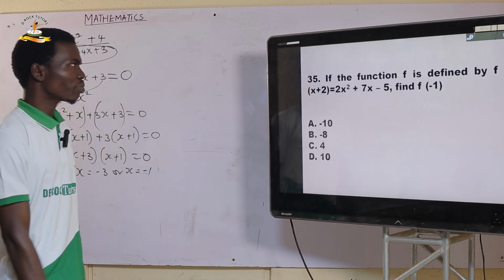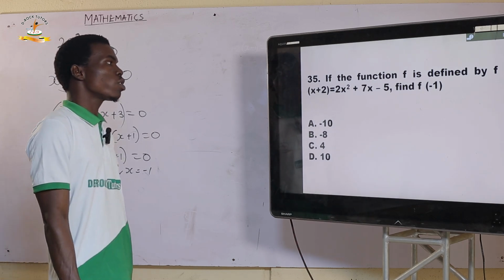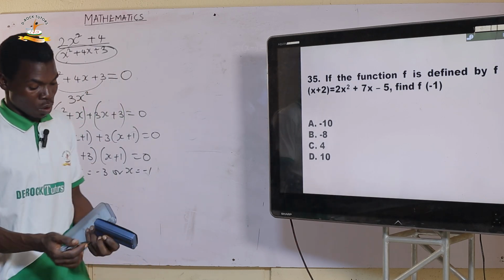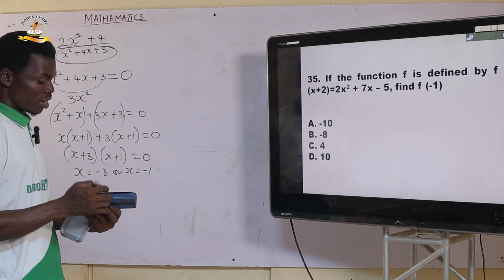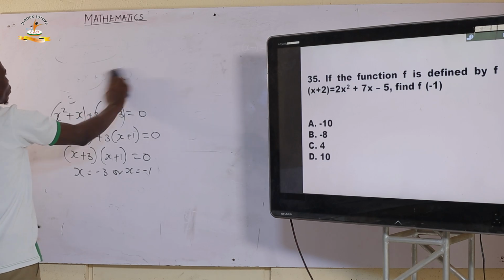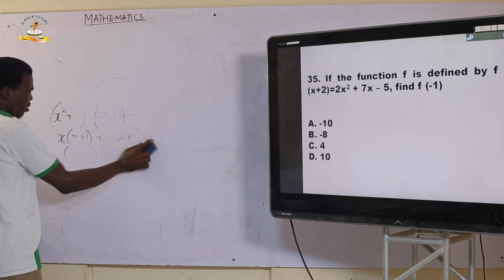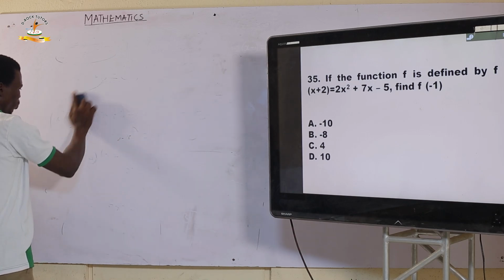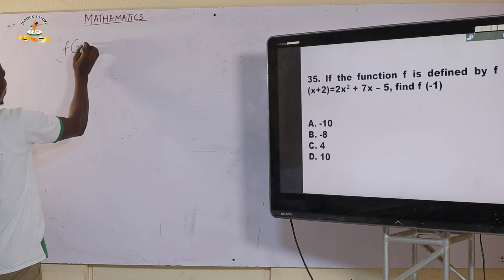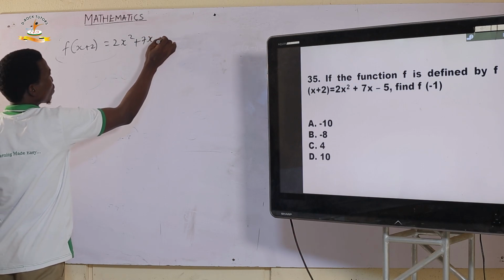So the next question. This question says if the function f is defined by f of x plus 2 equals 2x squared plus 7x minus 5, find f of minus 1. This is still function and relation. And in this case, it is easier to approach it this way. So I was given a function: f of x plus 2 equals 2x squared plus 7x minus 5.